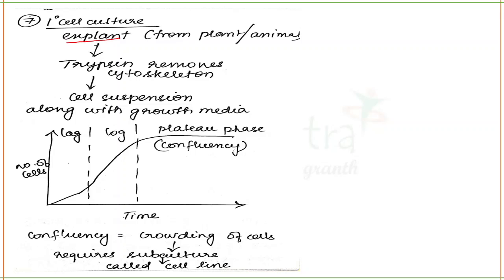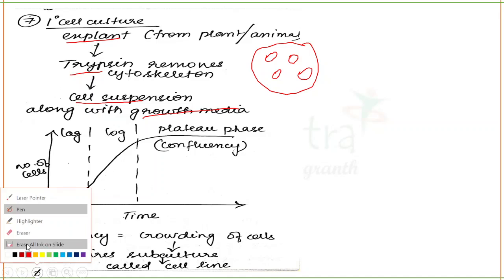It will be all the cells attached together with the cytoskeleton. You want individual cells separated from each other. For that, you're going to use trypsin. What trypsin will do is it will digest the cytoskeleton and you will get individual cells like this. So now you're going to take these cells, add media into that. So it will become a cell suspension. So cell suspension is nothing but it contains cells separated from each other along with your growth media.